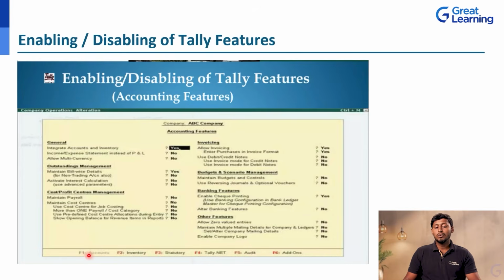Next, here they are going to give the functional keys, arrow buttons. F1 is Accounts. F2 is your Inventory. F3, if you click on F3, it will take you to the Statutory, that is the legal mandatory requirements. Next, F4, that is Tally.NET. F5, it is Audit. F6, it is Add-ons. So if you require any other features also, you can enable them here.